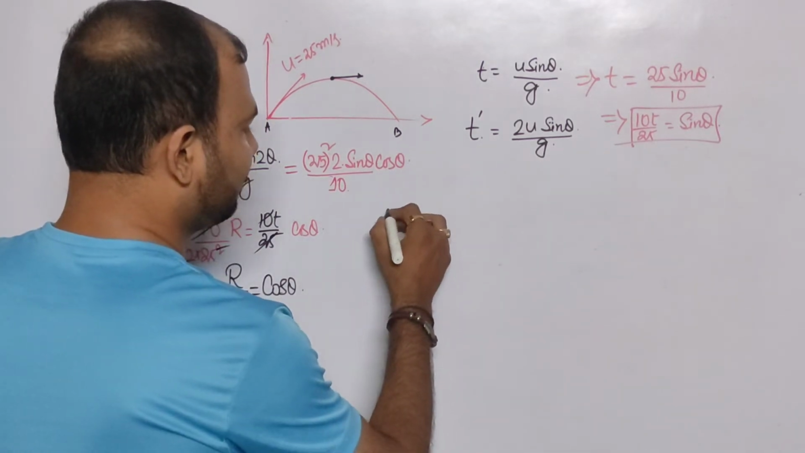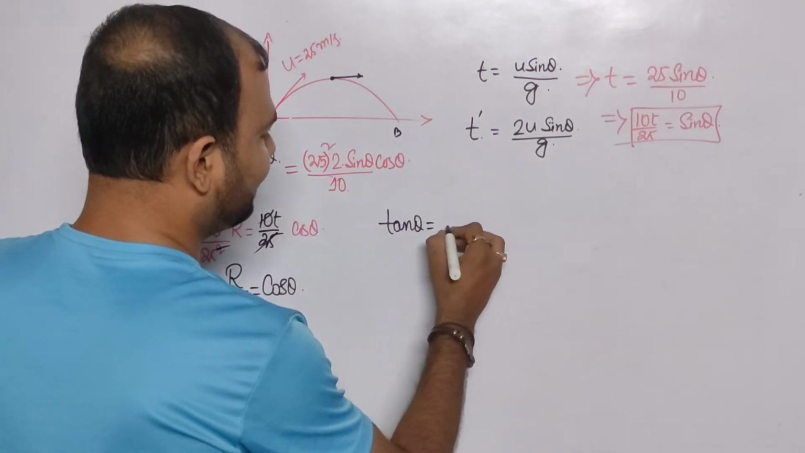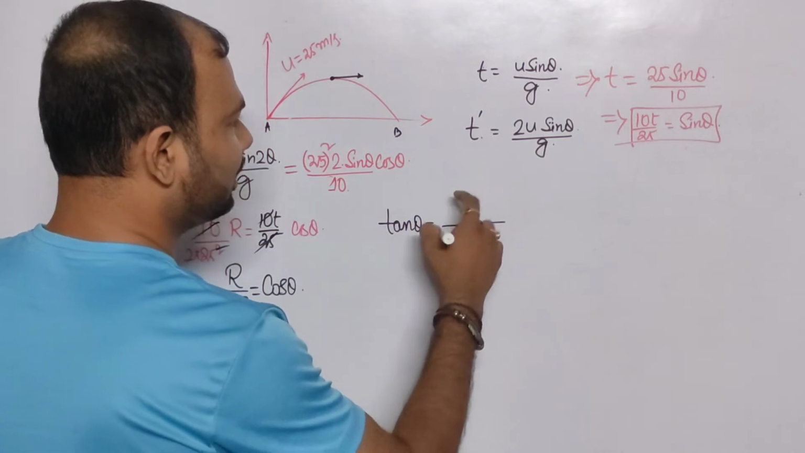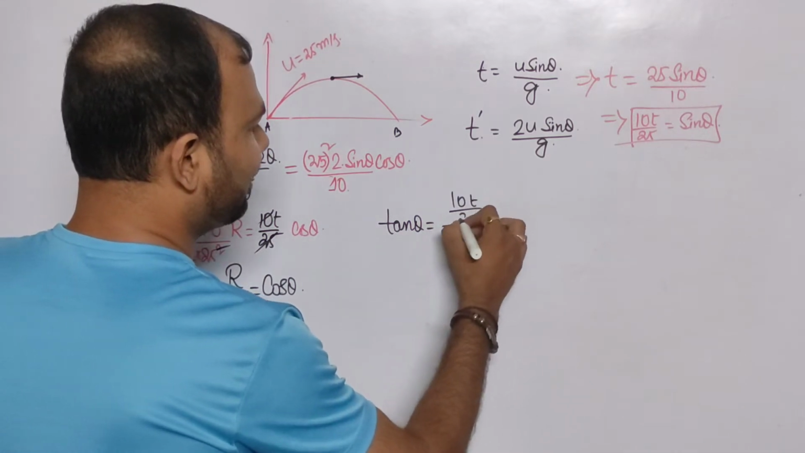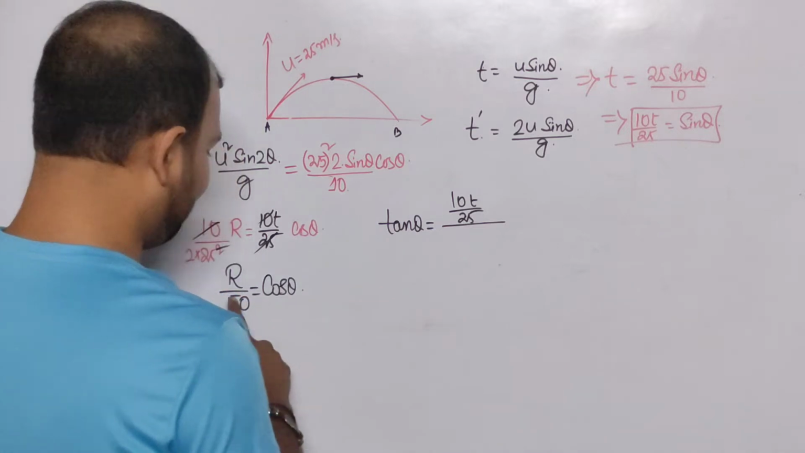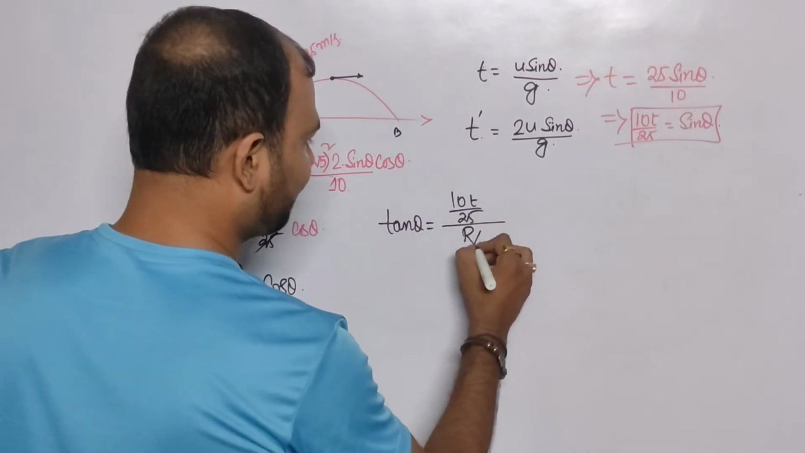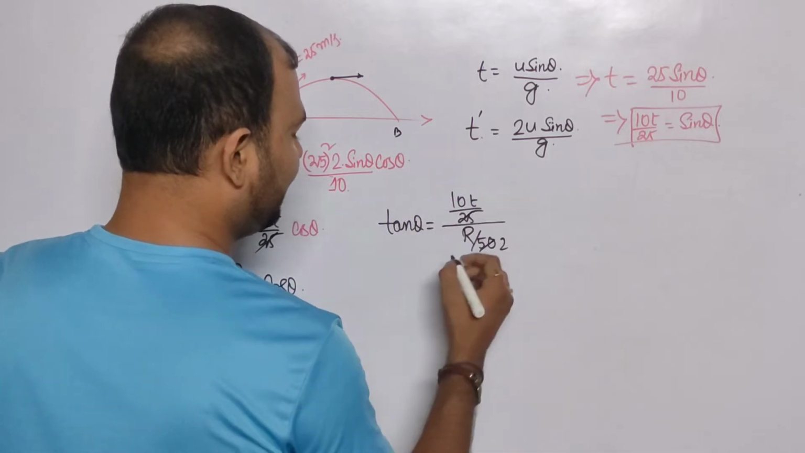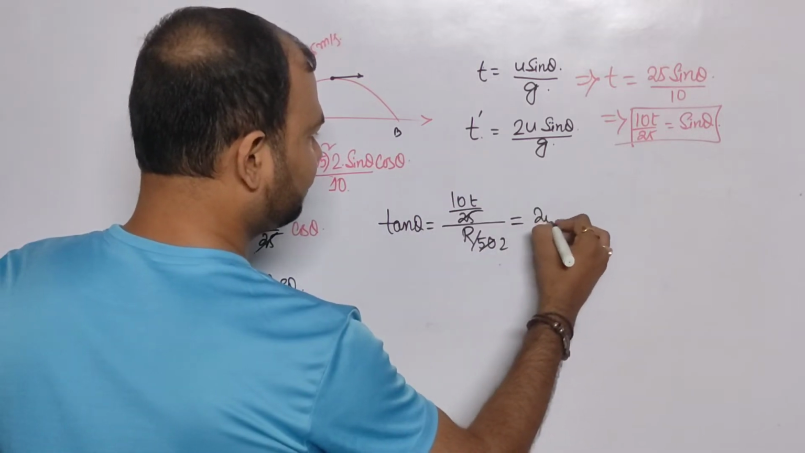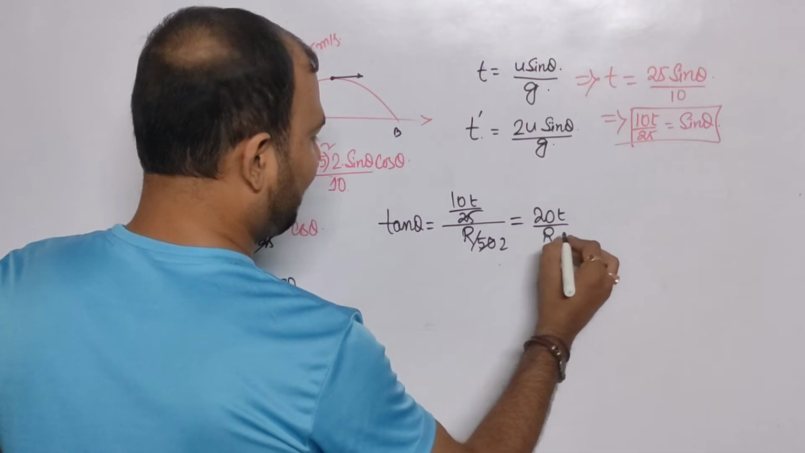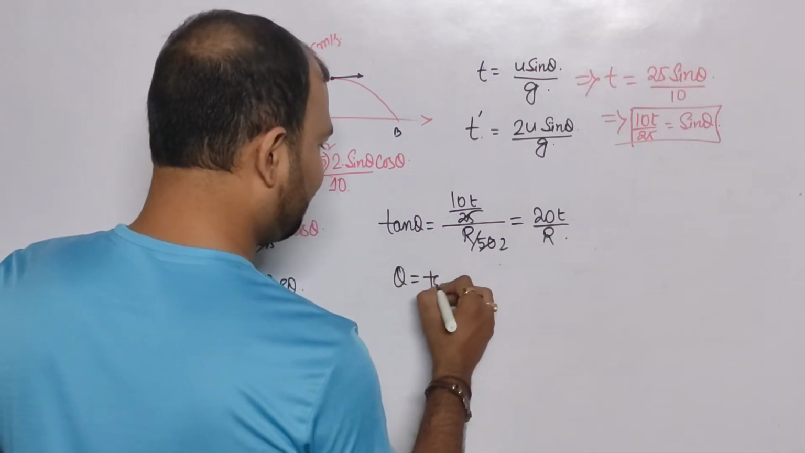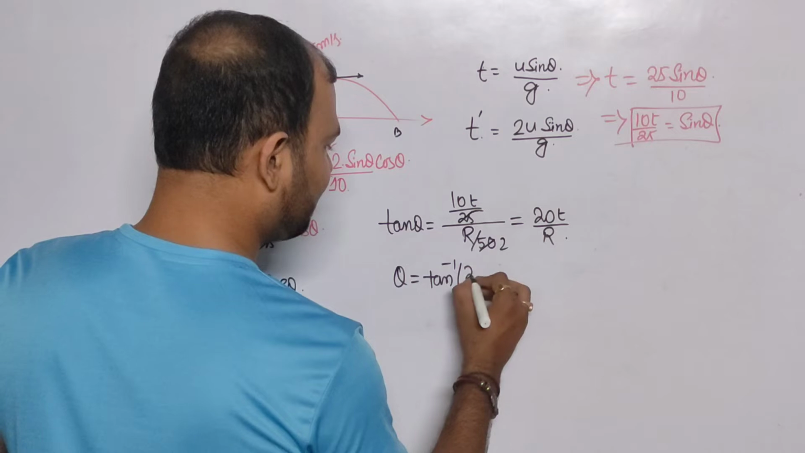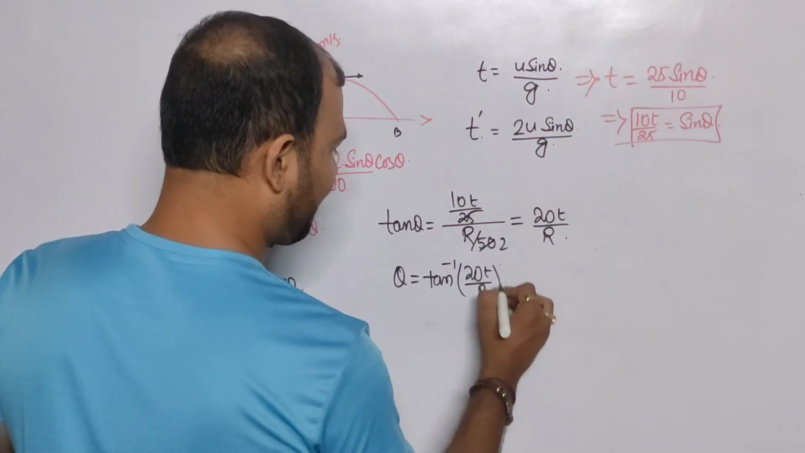If we are going to find tan theta, then sine theta by cos theta, 10t by 25 divided by R by 50. This becomes 20t by R, so theta equal to tan inverse 20t by R. Next question on your screen.